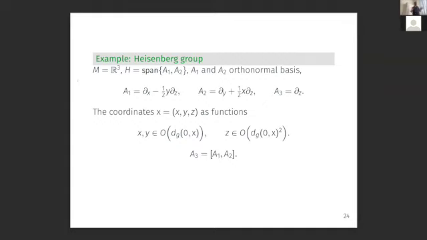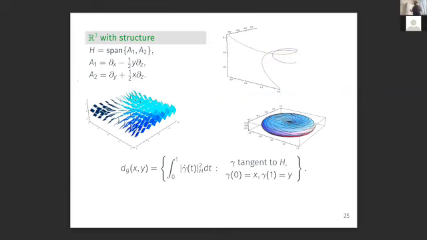This is not Lipschitz equivalent to any Riemannian metric, in the sense that X and Y as coordinate functions will be of order 1, while the third coordinate will be of order 2. This will have Hausdorff dimension 4. And this is some idea of what it looks like. This is an intersection of the horizontal bundle in the XY plane. This is what a ball looks like in this geometry.